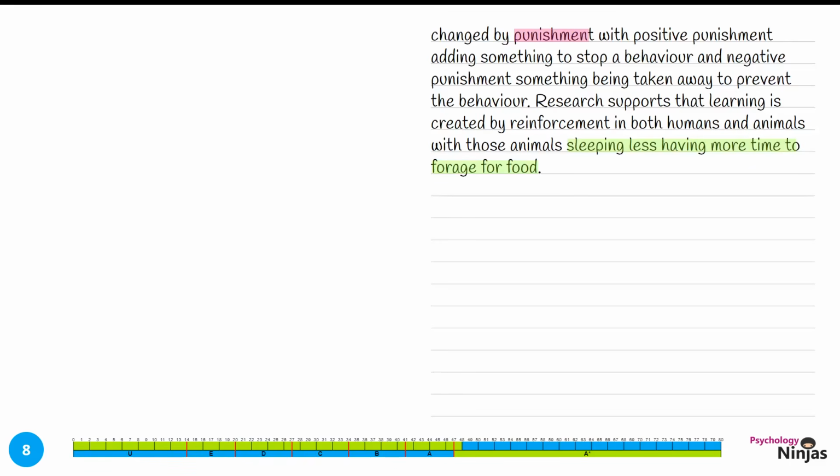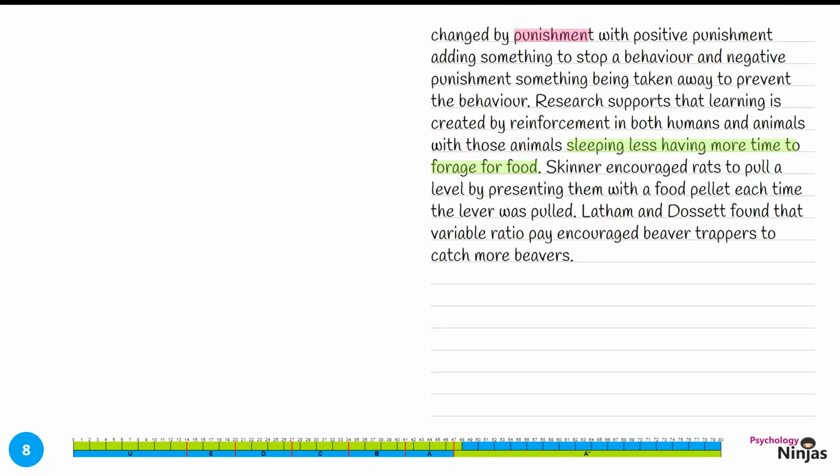We're then going to use research to evaluate operant conditioning. Skinner encouraged rats to pull a lever by presenting them with a food pellet each time the lever was pulled. Latham and Dossip found that variable ratio pay encouraged beaver trappers to catch more beavers. Again, we focused on research findings in order to use our research for operant conditioning to evaluate. Be really careful, especially with Pavlov and Skinner, not to go into a big description about how that research was conducted, but what are the findings and how does that support our particular learning theory?